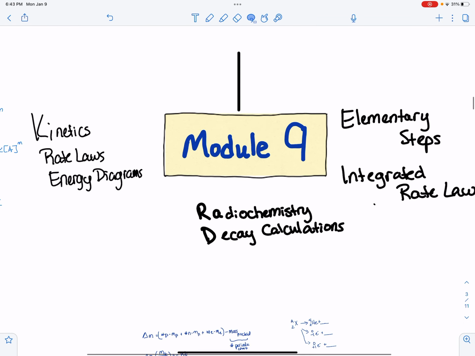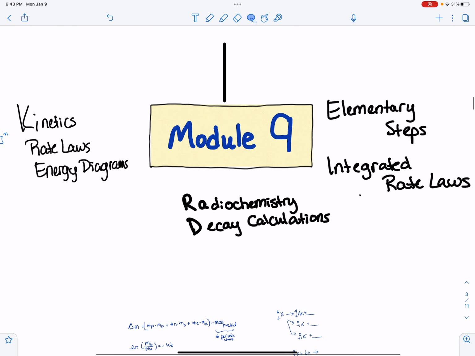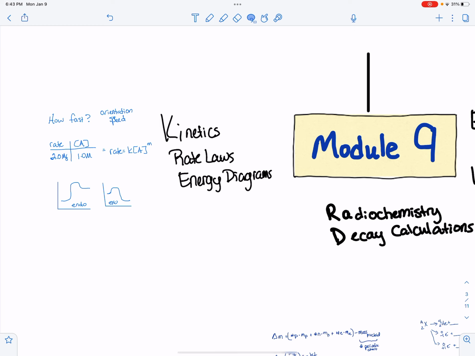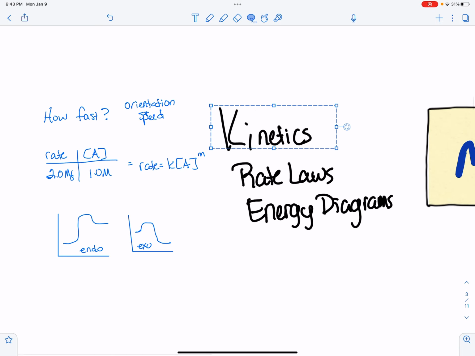So this module right here, there's a homework set for this one, but the homework sets for these are all combined into one longer homework. Don't forget you do have a drop homework, so if you don't get perfect on that one, you might be okay if you're doing fine the whole other parts of the semester. So you're going to be looking at kinetics, rate laws, and energy diagrams. The kinetics of a reaction is just how fast the reaction is. It depends on orientation and speed.